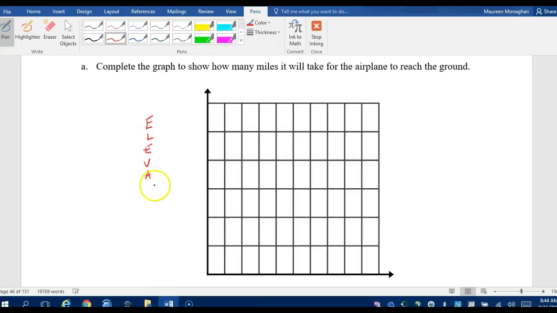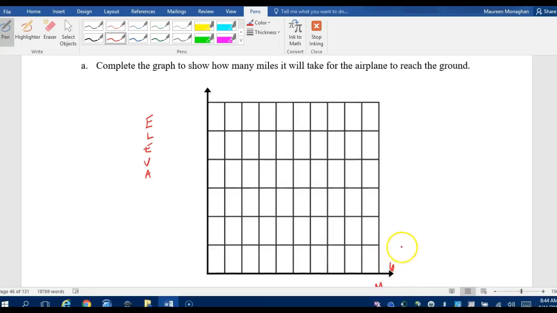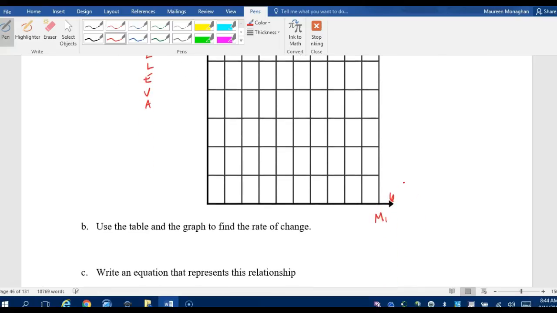Elevation. I'm going to write all that out. And then this side is the number of miles. Oh boy. I accidentally clicked a little button on the pen. Be careful with that. This is our miles. And this is pretty consistent. This is just going up by 1, but here we need to get up to 3,000.